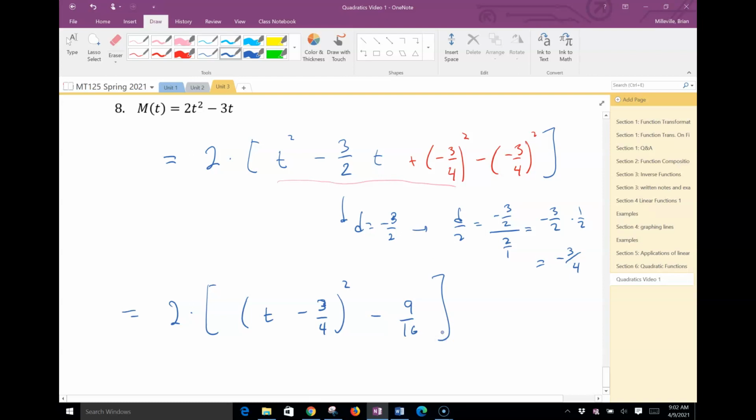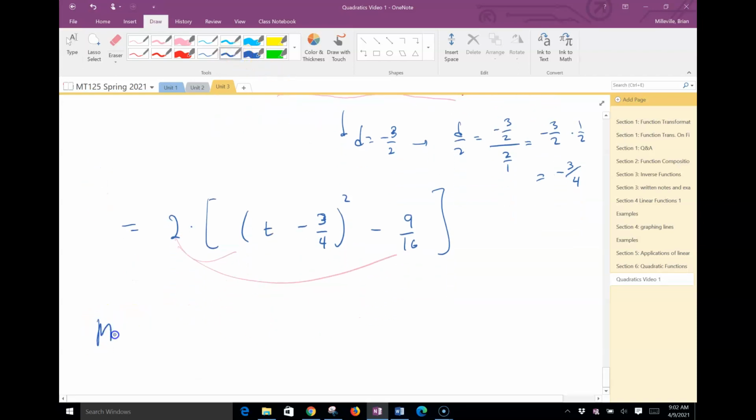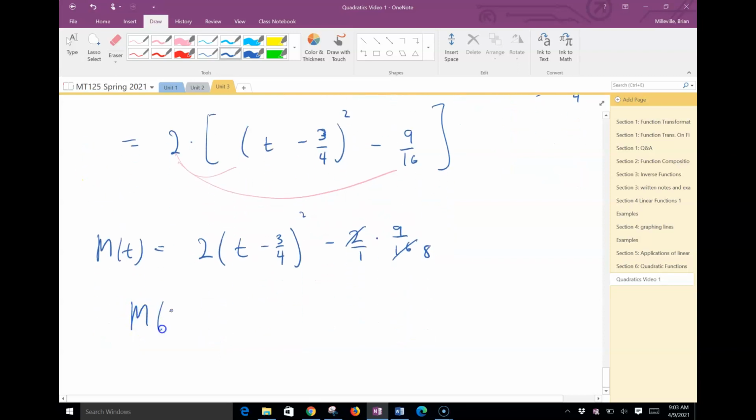Okay, fine. Now distribute the 2 back through the parentheses, through the bracketed term. What's that going to give us then as a final result? So our function, capital M of t, is really going to be 2 times t minus 3/4 all squared, and then minus 2 times 9/16. Well, 2 goes into 2 once, it goes into 16 8 times. So our final answer for this would be 2 times t minus 3/4 squared, and then it's going to be minus 9 over 8.